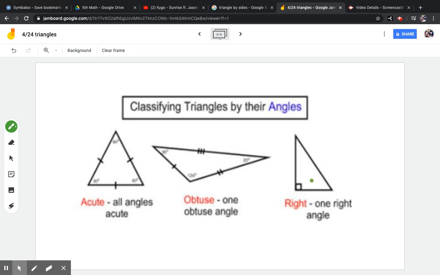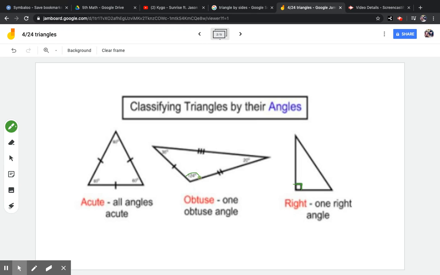Now, the easiest triangle is one that has a right angle. Okay, that means that it has one right angle in it. And so this would be a right triangle. Now, you can classify this by its sides too by saying this is also scalene because this side and this side are all different lengths. But when we're focusing on the angles, that means that it has a right angle, so it is a right triangle.